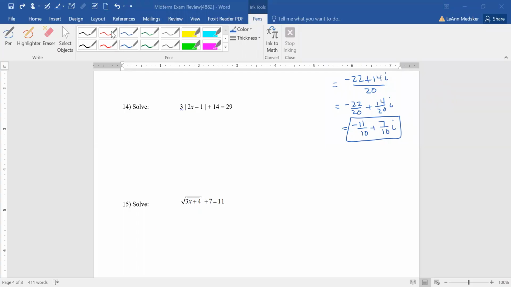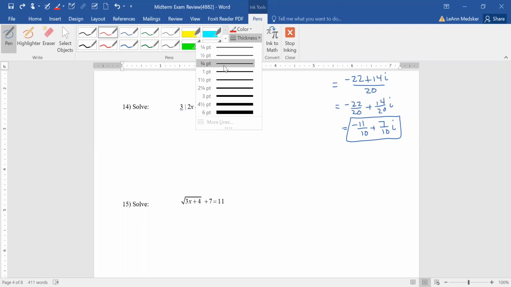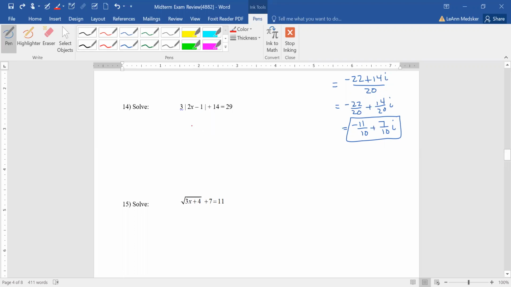Hello, Math 136 students. This is the midterm review, part 2. We're going to be looking at numbers 14 through 26 to finish up our midterm review.